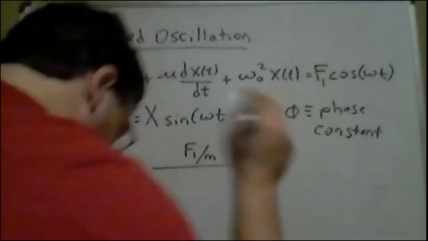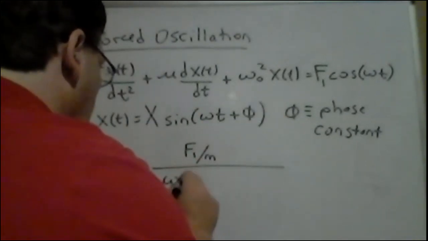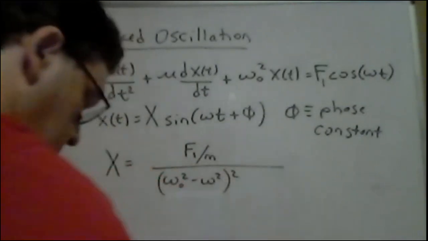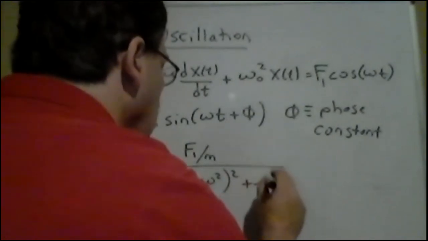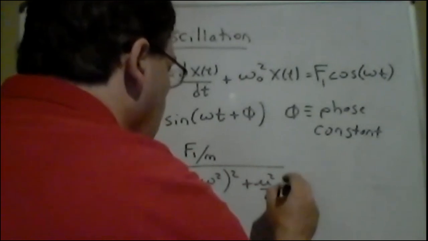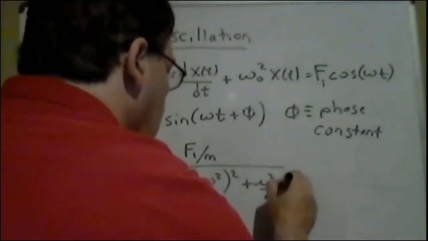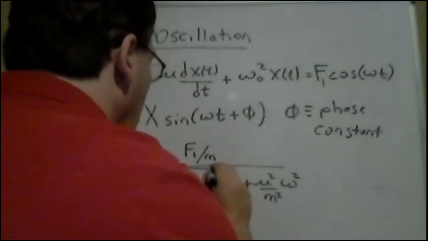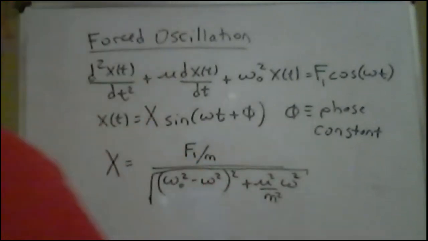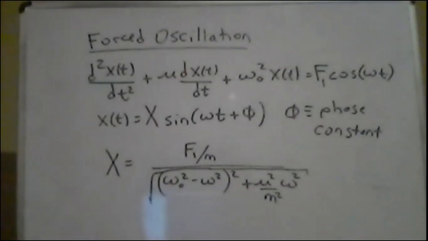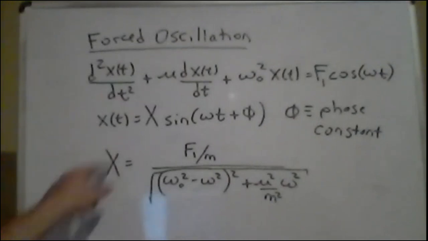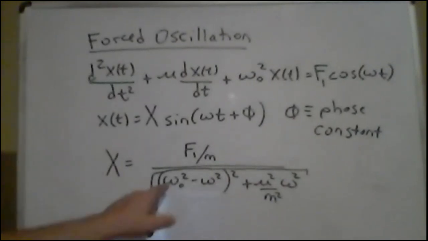Fraction on top, and on the bottom, a very important equation: the quantity omega naught squared minus omega squared, quantity squared, plus mu squared over M squared times omega squared. Now in this function there is not only omega naught, but also omega. So we have something more complicated. We have a sinusoidal function that depends on omega, the forcing frequency. However, the amplitude is frequency dependent now. It depends on the natural frequency and the forcing frequency.